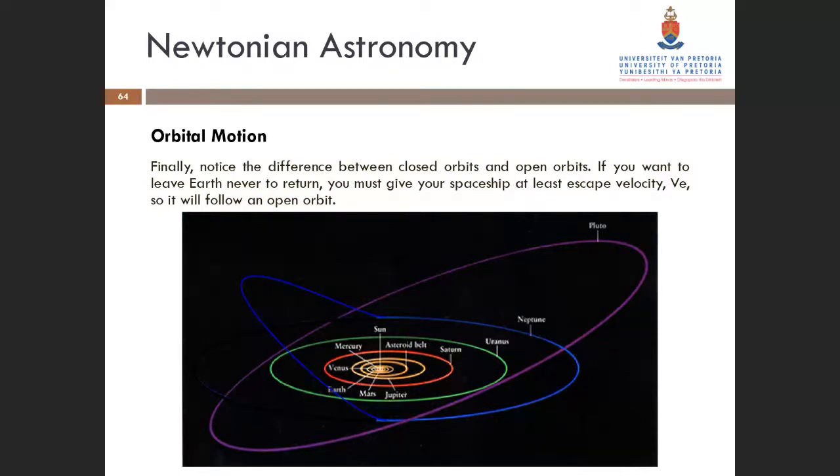And then finally, notice the difference between closed orbits and open orbits. If you want to leave Earth to never return, you must give your spaceship at least escape velocity. That is an open orbit. If you remain around an object, then you have a closed orbit. Looking at our solar system, everything is in the same plane except Neptune and Pluto, which have eccentric orbits.